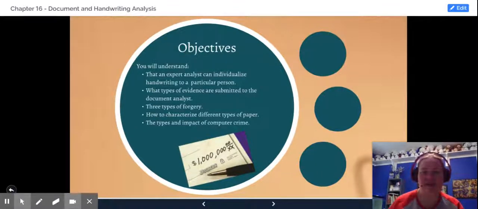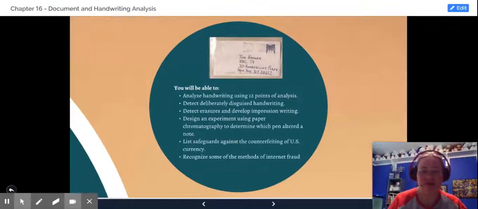All right, so in document analysis, we're going to talk about how expert analysis can individualize handwriting to particular people, what evidence can be submitted, the 3 types of forgery, how to characterize different types of paper, and the impact of computer crime, as well as the different types of computer crime. So you're going to look at the 12-point analysis of handwriting, trying to detect deliberately disguised handwriting, detecting erasures and developing impression, designing an experiment to use that. We're not going to do that. Safeguards against counterfeiting, we will talk about that, and some of the methods of internet fraud.